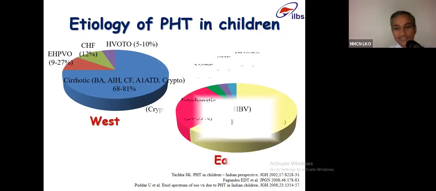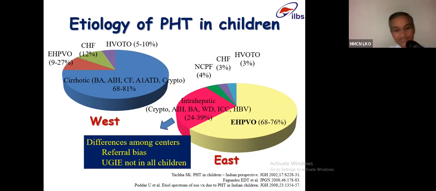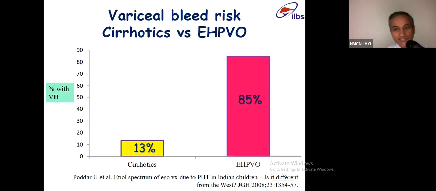About etiology, in comparison of East versus Western data, EHPVO constitutes one of the commonest causes, although this is a bit older data. From the recent data at our institute, we now see more cirrhotic causes of portal hypertension in comparison to non-cirrhotic. So there is a difference among centers, and there is referral bias. Variceal bleed is seen more commonly in EHPVO than in cirrhotics, and there is a higher risk of mortality in cirrhotics in comparison to EHPVO.